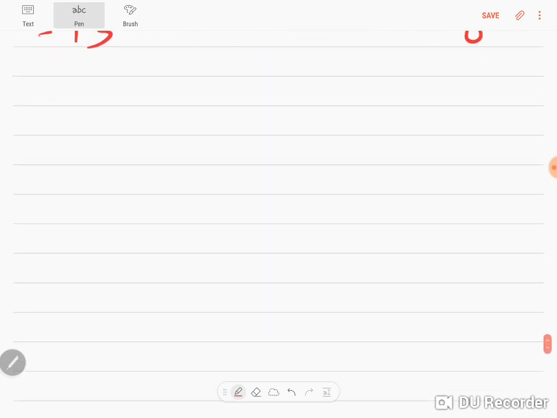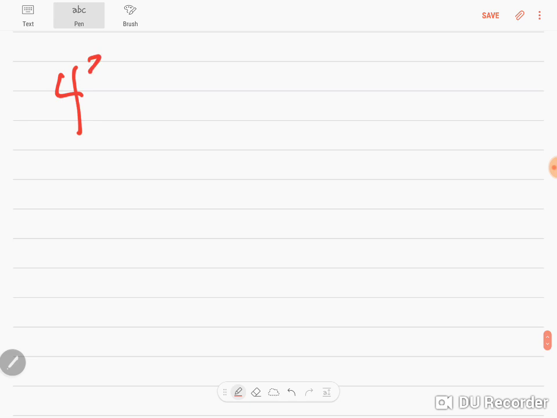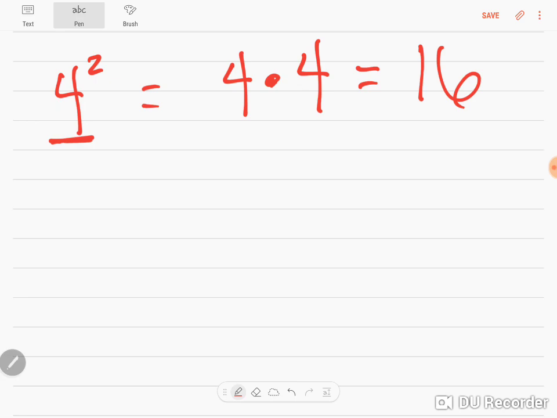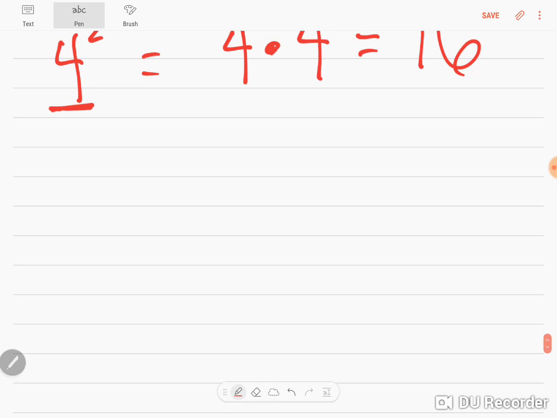Number 14 says, explain what 4 to the second power means. What 4 to the second power means is that I'm going to take the base number 4 and multiply it by itself 2 times. So 4 times 4 is equal to 16. And that is your study guide.